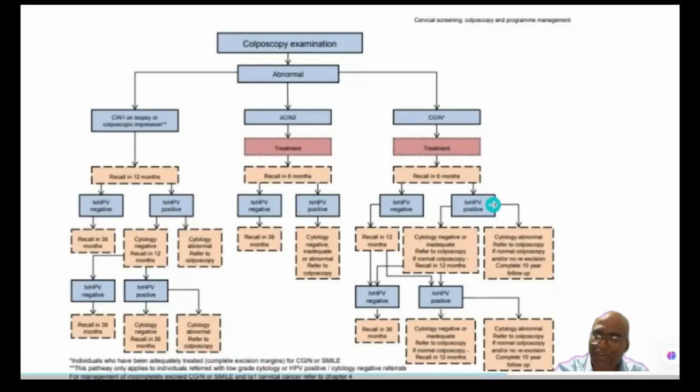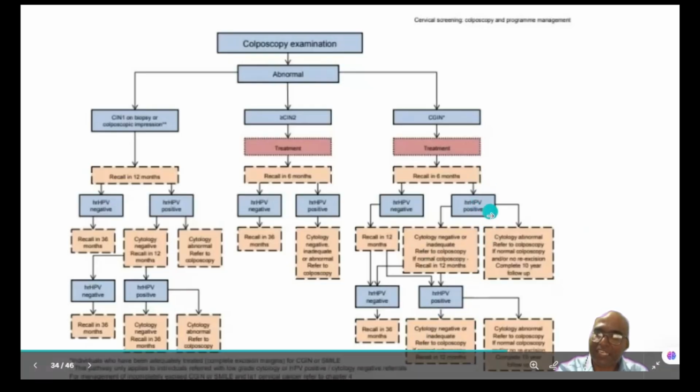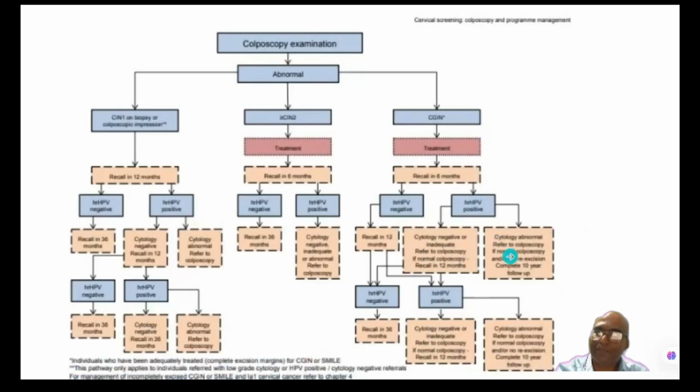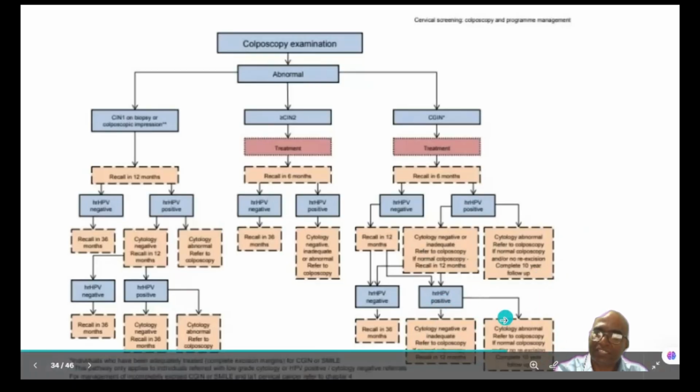Then if at 6 months or 12 months HRHPV is positive but the cytology is abnormal, you will refer these patients for colposcopy. If colposcopy is normal and there is no re-excision, there is a complete 10 years follow-up. Even at 18 months, if the cytology is abnormal, these patients will also require 10 years follow-up. So in both these places, if the cytology is abnormal, 10 years follow-up is required, while if cytology is negative, keep them for annual follow-up, recall in 12 months. So that is the colposcopy examination.